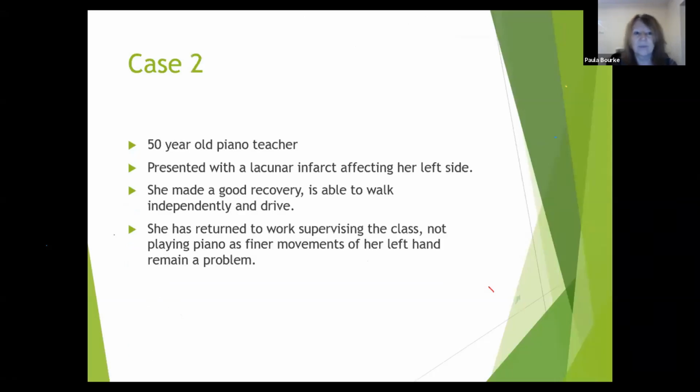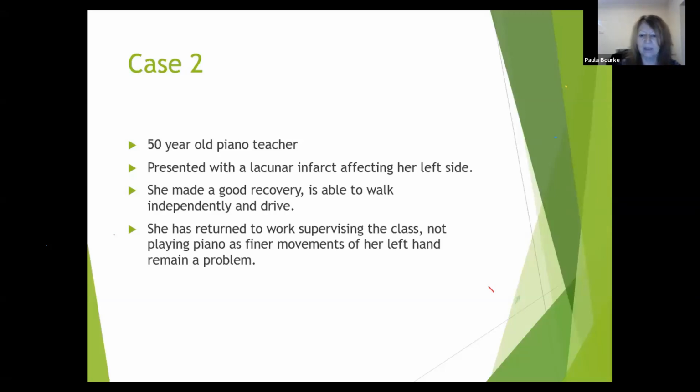Case 2, a 50-year-old piano teacher presented with a lacunar infarct affecting her left side. She made a good recovery and was able to walk independently and drive. She has returned to work, supervising the class, not playing the piano as the finer movements of her left hand remain a problem. So what are you going to give her? What do you think she scores?